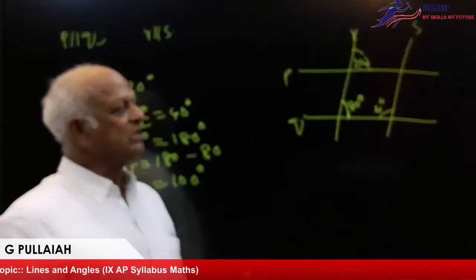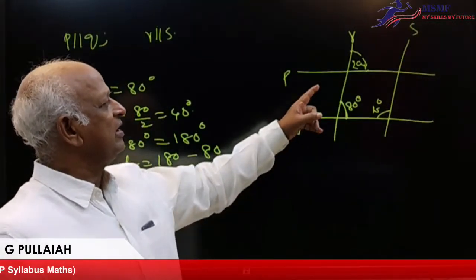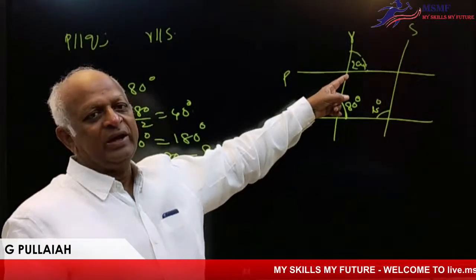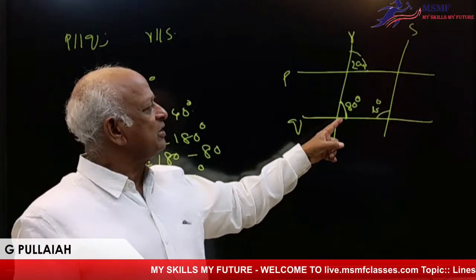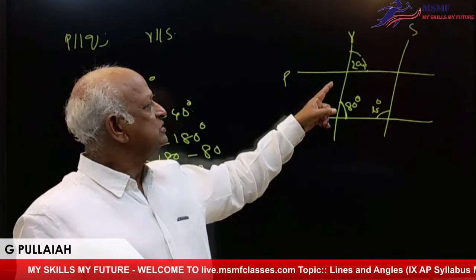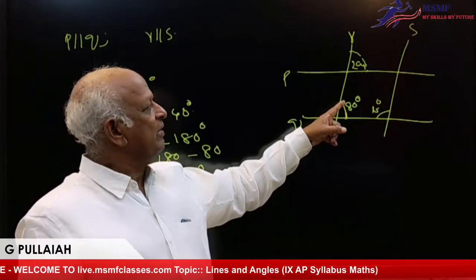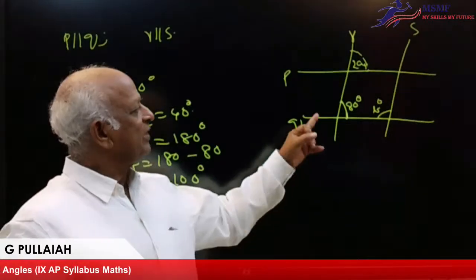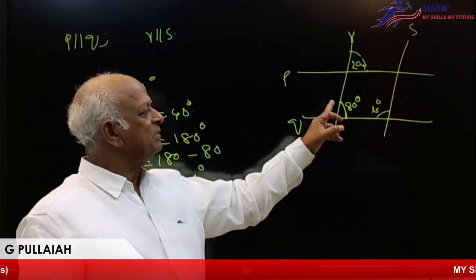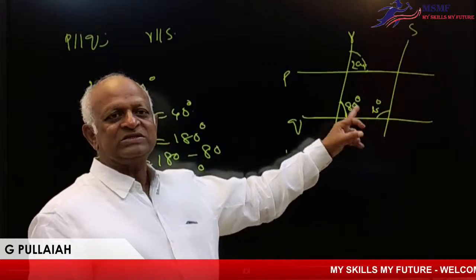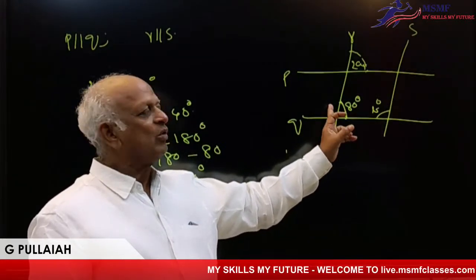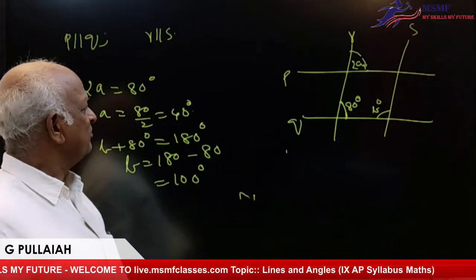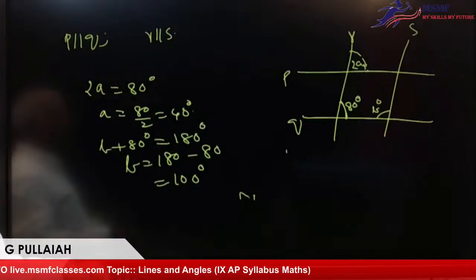So think very carefully. Our question is to find the value of A and find the value of B. If you take A, it is 2A and it has a corresponding angle. So 2A is equal to 80 degrees. You can say A is equal to 80 by 2, which is 40 degrees. Again, we have to find B. Now find the relationship between this 80 degrees and B. These are the co-interior angles, and the co-interior angles are supplementary. So you can say that B plus 80 degrees is equal to 180. Therefore, B is equal to 100 degrees.